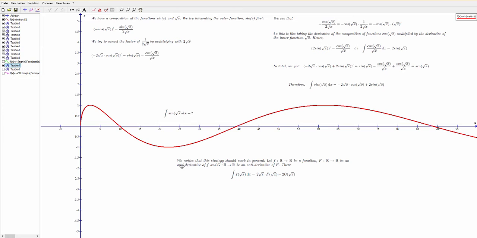I really don't like the term antiderivative, by the way. This word doesn't even exist in my language. I think that this is just a very weird thing.